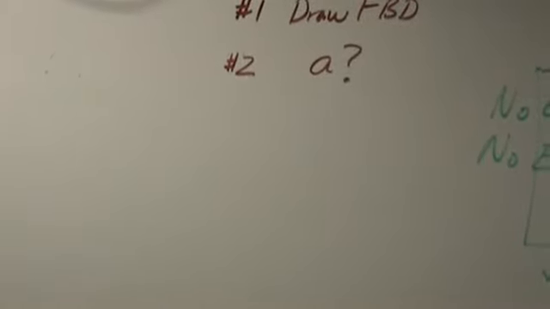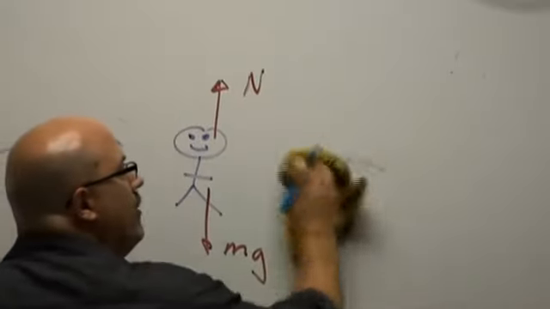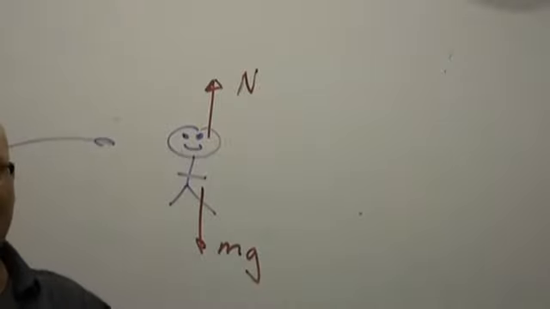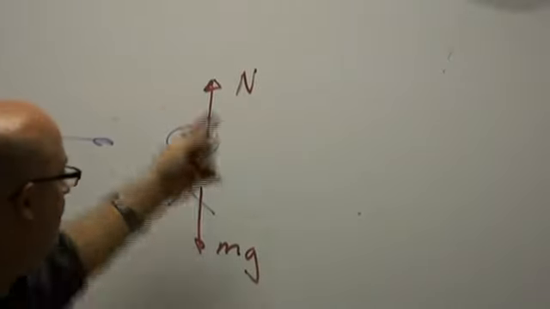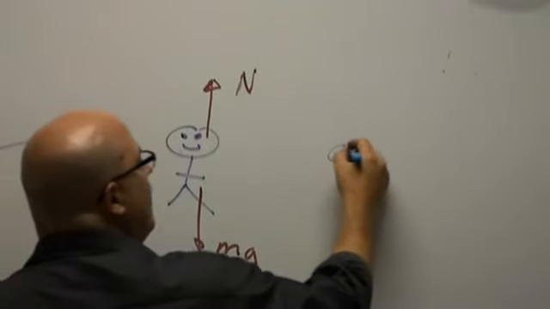What if you're accelerating down? Well, the normal got smaller. Normal gets smaller. It got bigger. What if you're not accelerating? Well, they're equal. So if and only if you're on a flat surface and you're not accelerating, then normal equals mg. Okay? So let's say we're accelerating up.